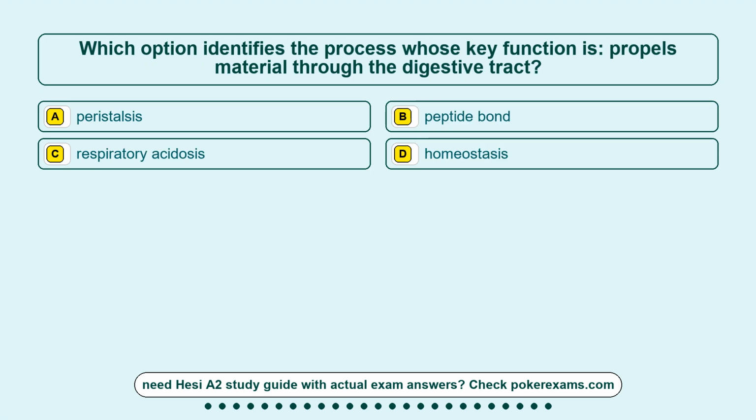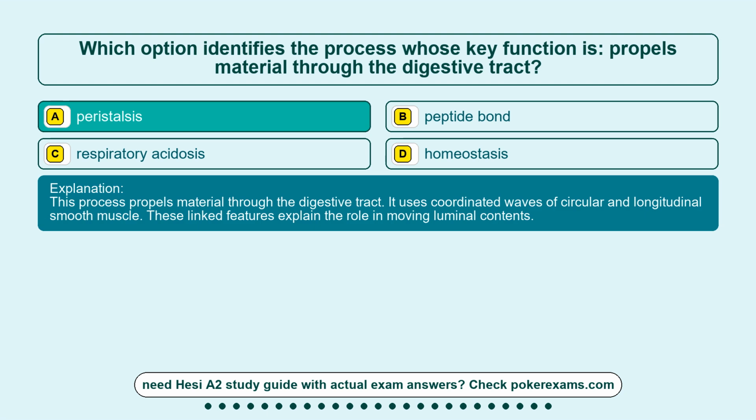Question 8. Which option identifies the process whose key function is propelling material through the digestive tract? Option A, peristalsis. Option B, peptide bond. Option C, respiratory acidosis. Option D, homeostasis. The correct answer is option A, peristalsis. This process propels material through the digestive tract. It uses coordinated waves of circular and longitudinal smooth muscle.